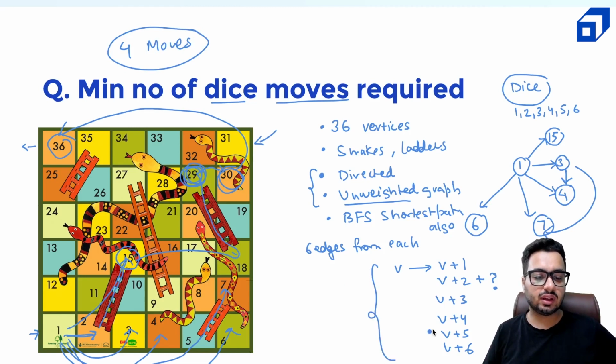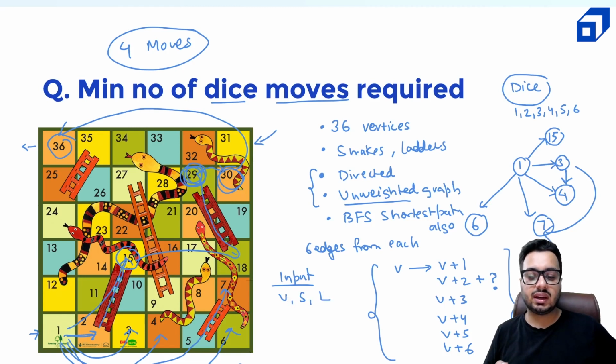Now it's your turn to figure out how to construct such a graph and take input for it. Regarding input, you will be given the number of vertices, the number of snakes, the number of ladders, as well as the positions of the ladders. For example, from 2 to 15 there is a ladder, from 5 to 7 there is a ladder, right? Similarly, positions of snakes will be given as pairs. 17 to 4 is a pair, right? Take a moment to think: how do you input such a graph and how do you make your BFS algorithm run on it?